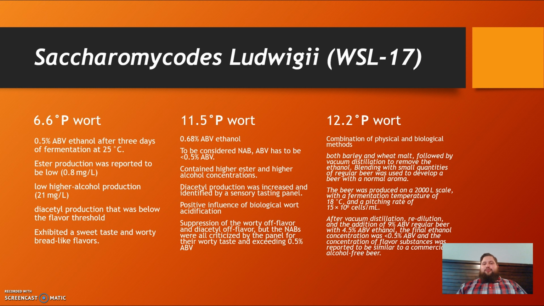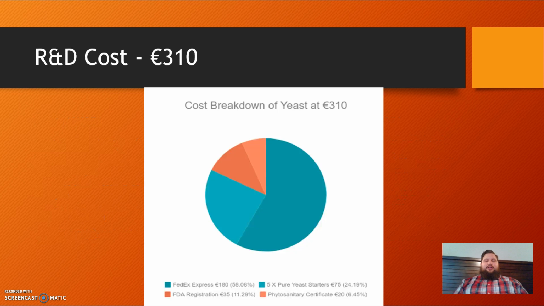Looking at this 12.2 Plato wort, this is an interesting way of going about it because they're using a physical and biological method in combination. This was fascinating because they had taken a 9% ABV beer and blended it with a biological beer and brought it back down to 0.5%. So this has pretty much the same profile as a regular beer, as the taste profile is what they talked about. One of the things we need to discuss now is cost.